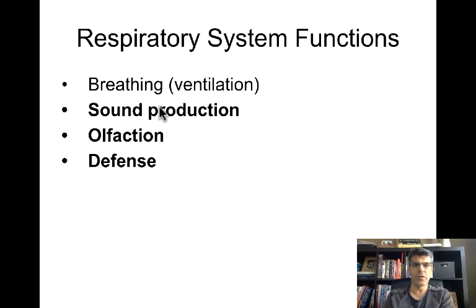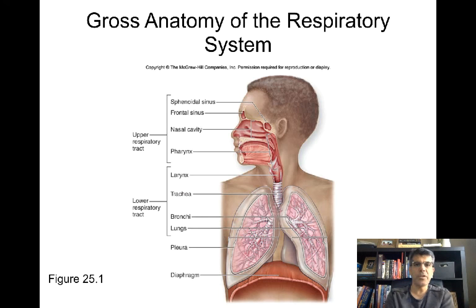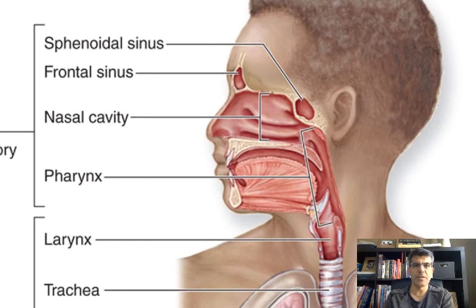But also, as you know, as part of the respiratory system, we have the larynx that is going to produce sound. So sound production. Nose enables us to smell, so olfaction. Remember we talked about MALT in the previous section. So the respiratory system is going to help us defend against germs that come into your body. Knowing this, let's talk about different parts of this respiratory system.